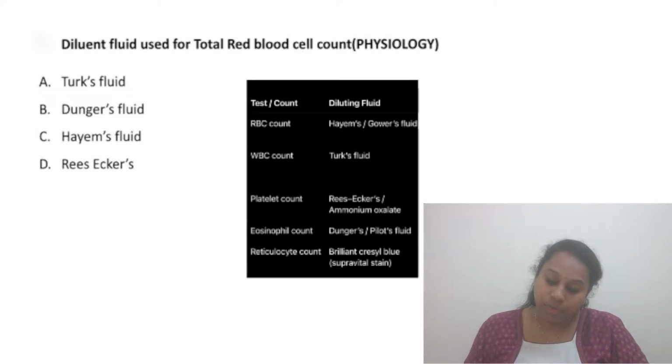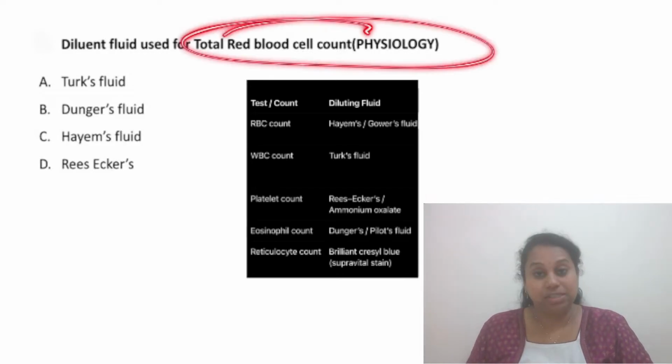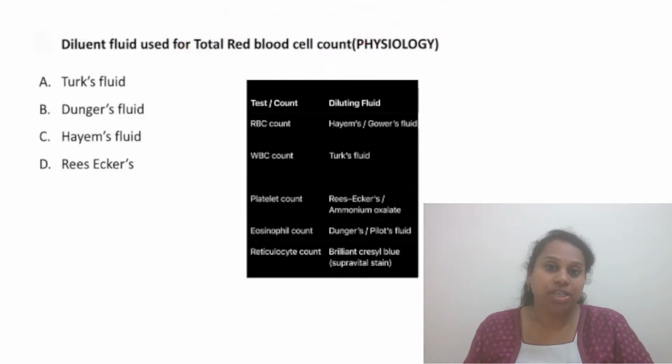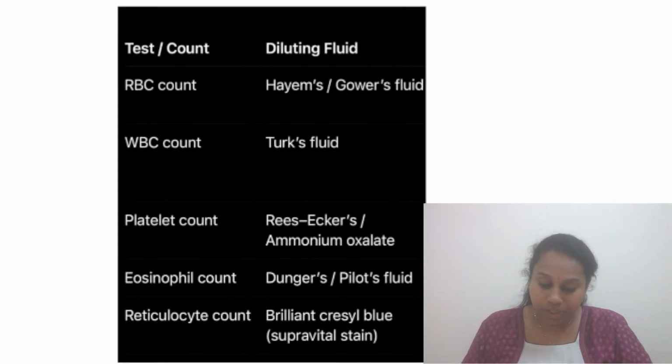The diluent fluid used for total RBC count. Yes, nowadays we have questions from practical lab physiology also. So this is the method of counting your own cells. Let's quickly see what are the different fluids which are used here.